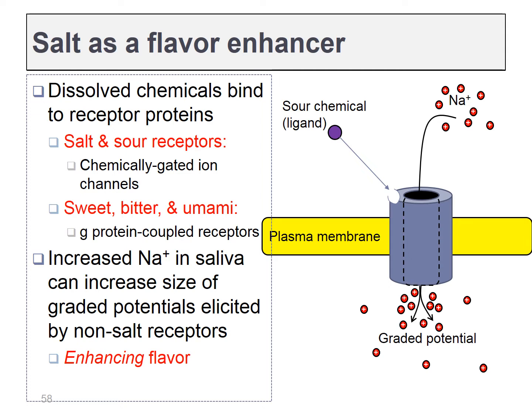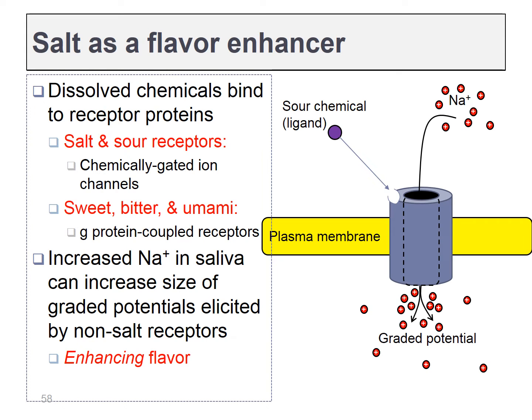If you add some sodium to that food, well, now there's more sodium in the saliva. So when that same sour molecule binds to the same ligand-gated ion channel, now there's a bigger electrochemical gradient. Even more sodium is going to rush in. I'm going to fire a higher frequency of action potentials, and this food is now going to taste even more sour. Now, if I had enough sodium, it could bind to salty channels.